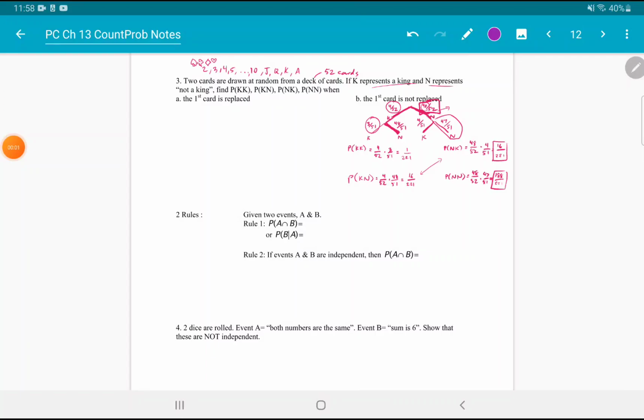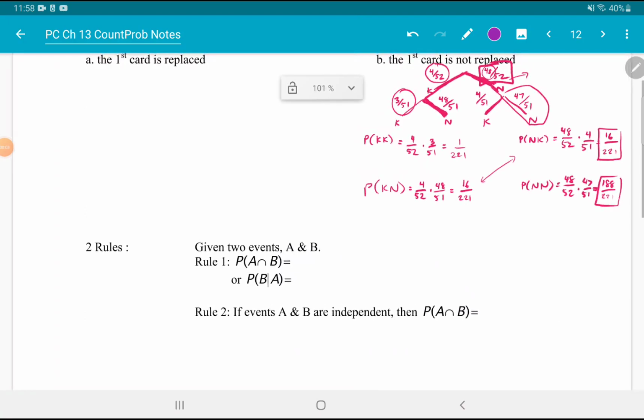So as we saw in the above example, if we wanted to find the probability of A and B occurring, that would be this rule here, rule 1. The probability of A and B is the same as taking the probability of A and multiplying it by the probability of B given that A actually occurred.